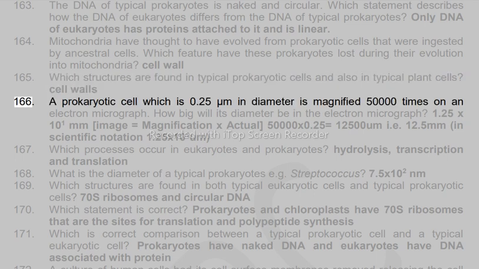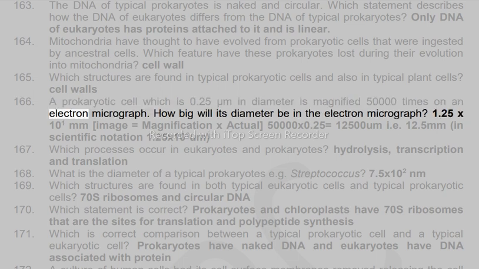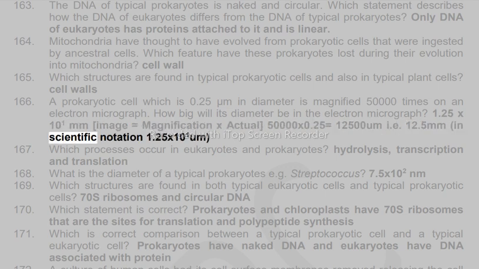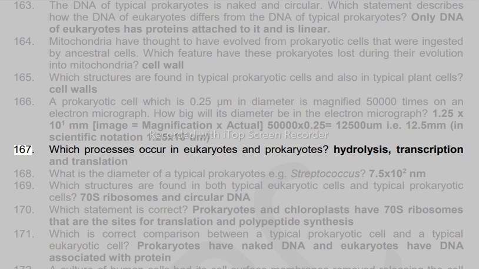Cell walls. 166. A prokaryotic cell which is 0.25 micrometers in diameter is magnified 50,000 times on an electron micrograph. How big will its diameter be in the electron micrograph? 12.5 millimeters. Image equals magnification times actual: 50,000 x 0.25 equals 12,500 micrometers, i.e. 12.5 millimeters. In scientific notation, 1.25 x 10^1. 167. Which processes occur in eukaryotes and prokaryotes? Hydrolysis, transcription and translation.